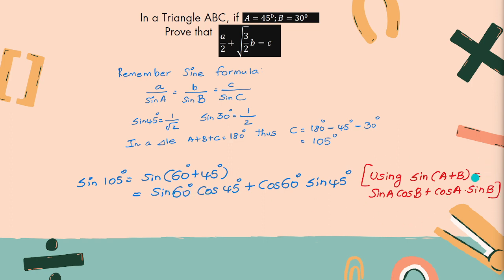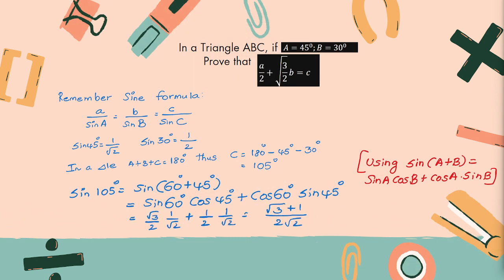And we use this identity that we've talked about in numerous other videos. If you don't know this identity, you should check it out. We're going to use the identity for sine of A plus B, because we know sine 60 and we know sine 45. So subbing in both values into this identity, we get sine 60 cos 45 plus cos 60 sine 45.